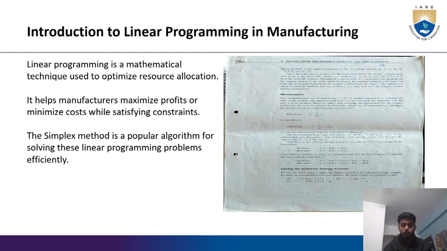First of all, what is linear programming? Linear programming is a mathematical optimization technique used in manufacturing to allocate resources most efficiently. Think of it as a decision-making tool that helps companies answer questions like how many units of product A and B should we make? How do we maximize profit with limited materials? How do we minimize cost while meeting demands? It helps manufacturers maximize profits or minimize costs while satisfying constraints.